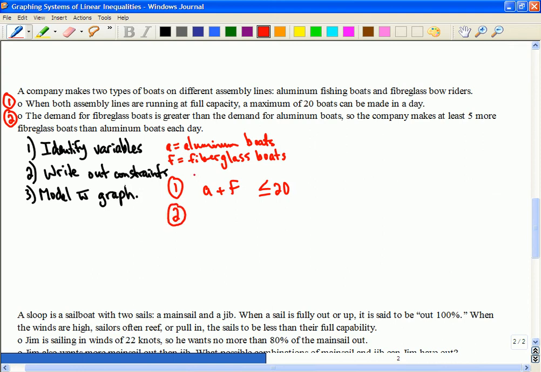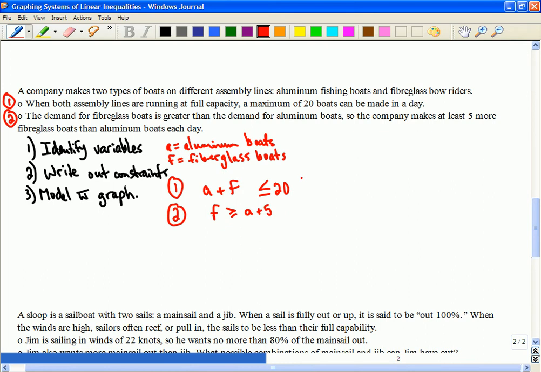So what I'm going to suggest that we do here is talk it out together. Now it says the demand for fiberglass boats is greater than aluminum, and they make at least 5 more fiberglass than aluminum. Okay? So first of all, what we know is if I have fiberglass, it has to be greater than or equal to aluminum boats, right? There's more demand. How much greater are fiberglass boats than aluminum boats? 5 more.